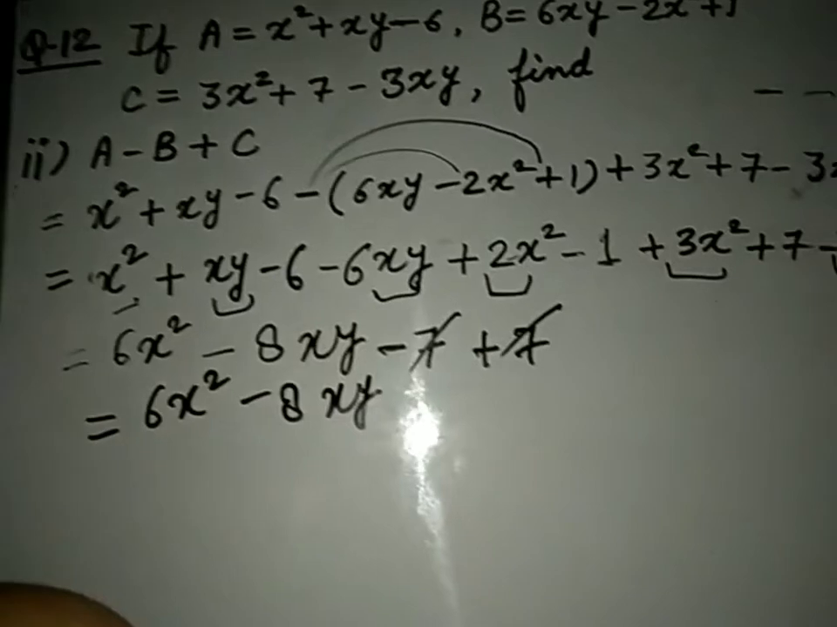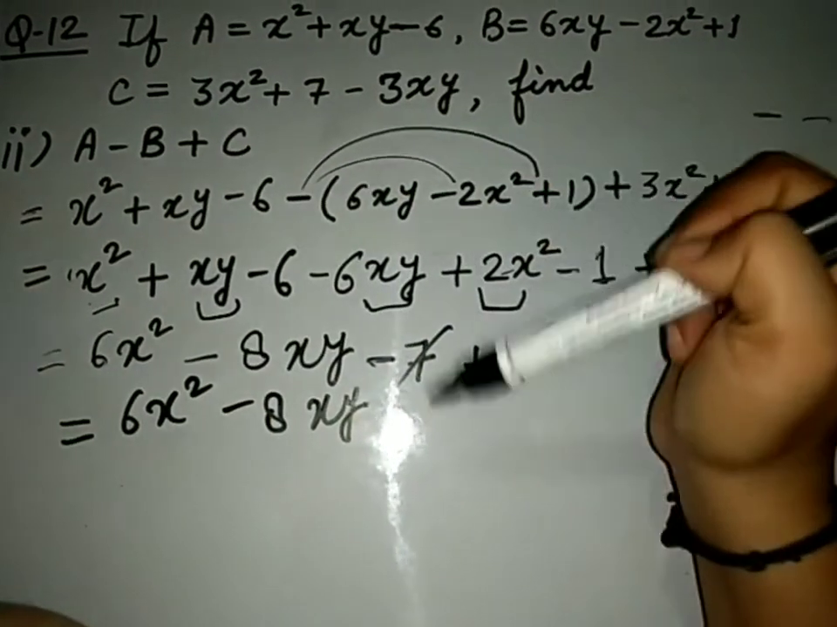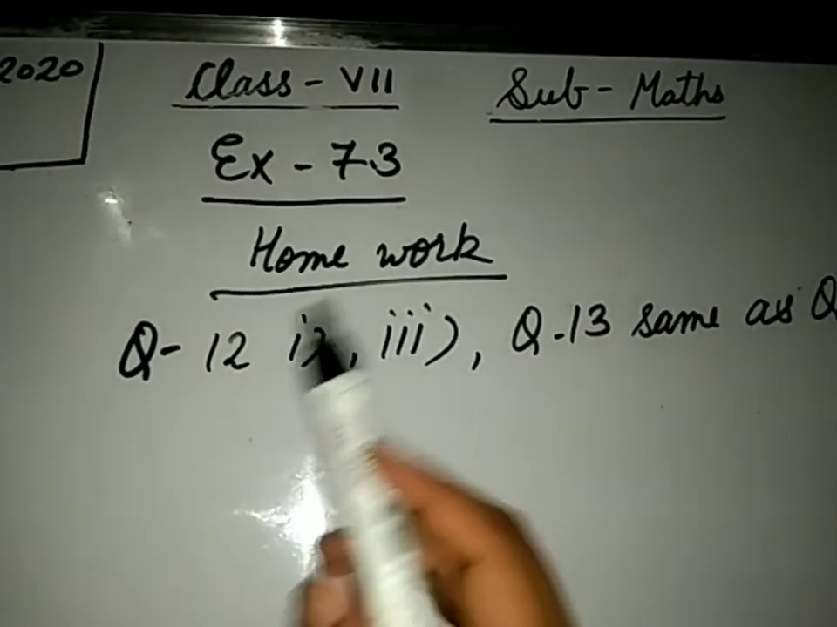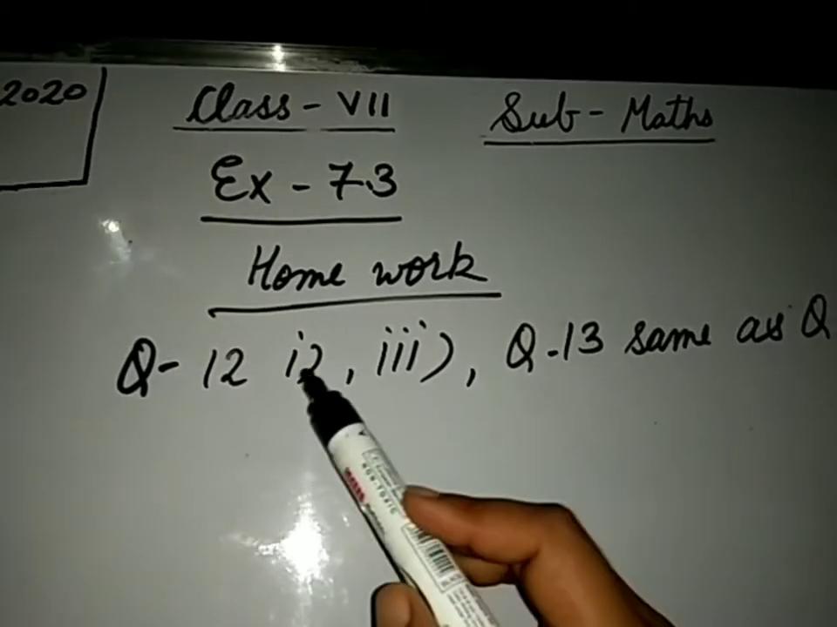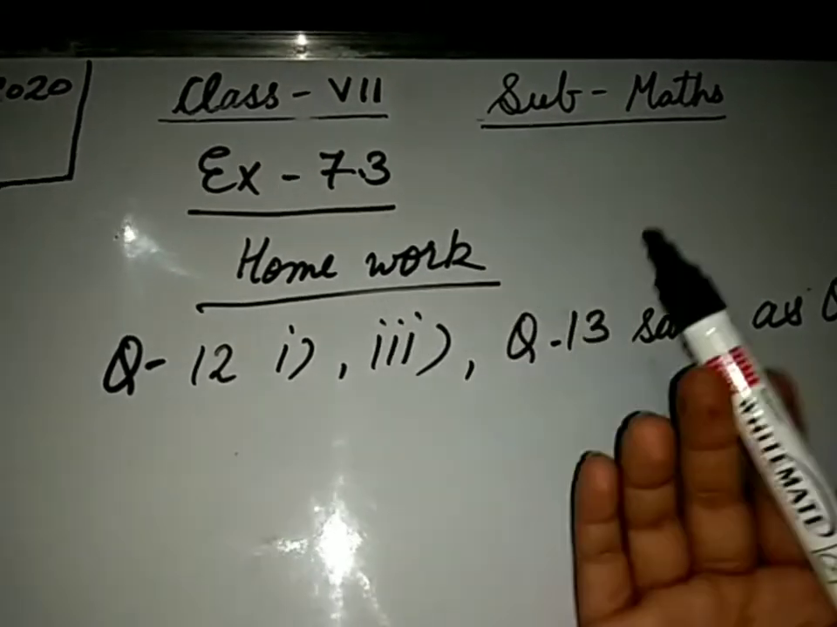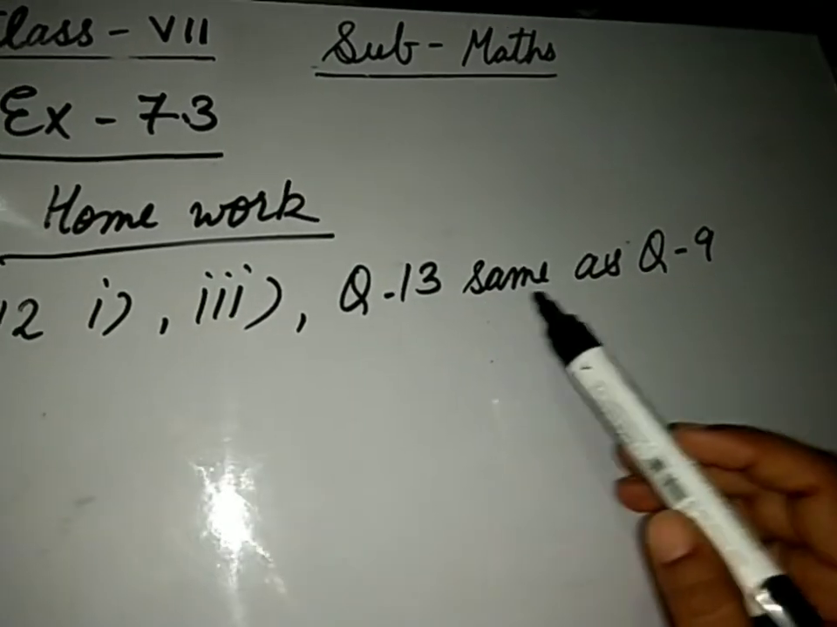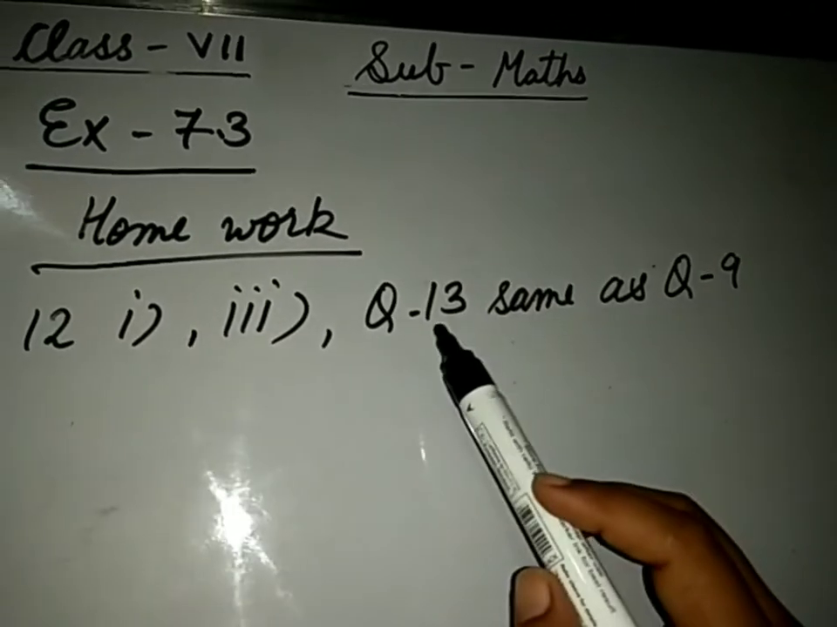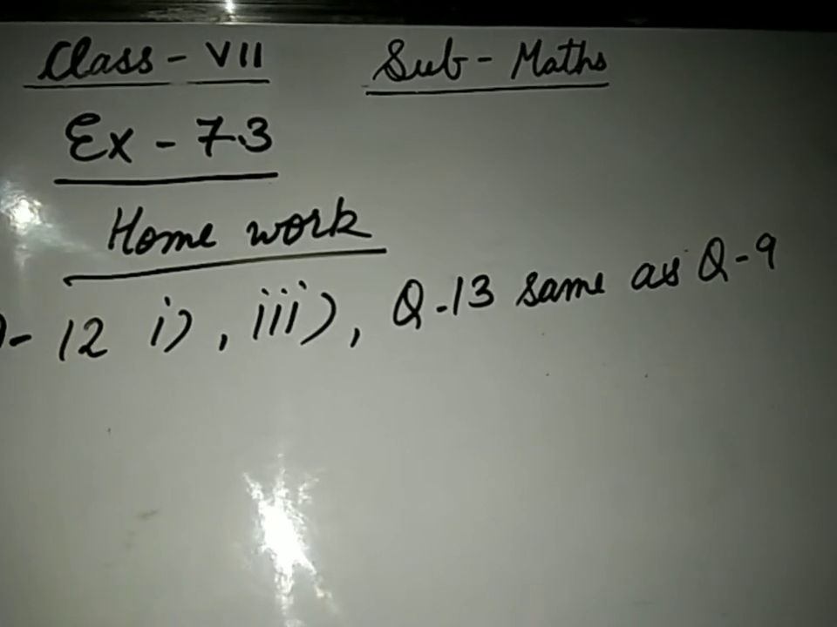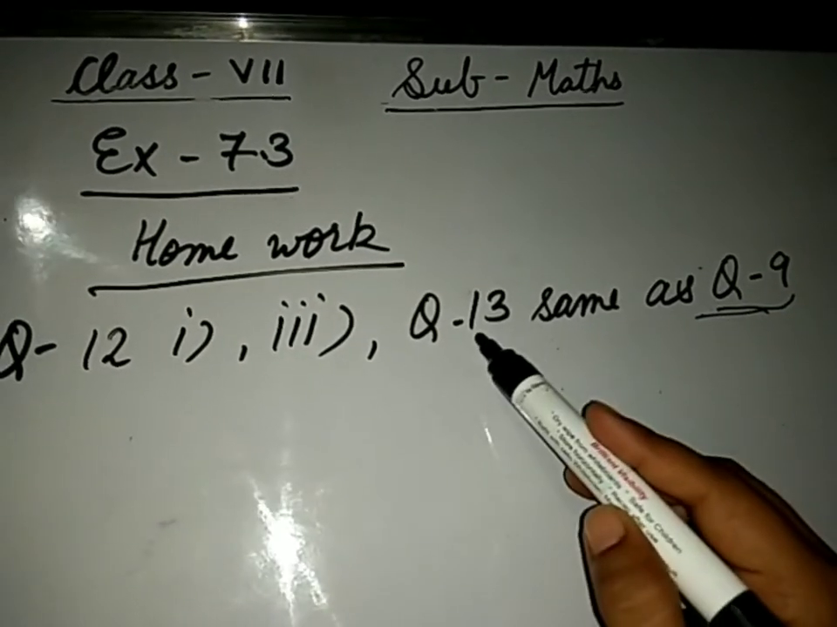So students, you have to solve all the parts of this question 12 like this, after putting the values of A, B and C. Students, today's homework is question 12. First part and third part you have to do like the second part that I have explained to you just now, and question 13 you have to solve just the same as question 9. Yesterday I explained question 9 to you, so please follow the same method for solving this question.